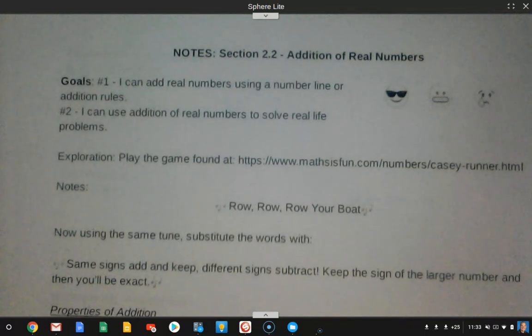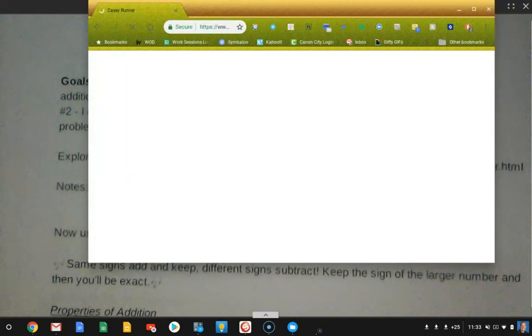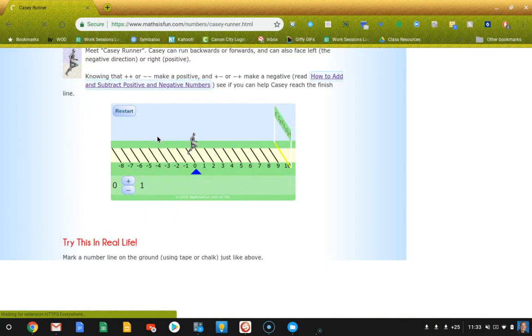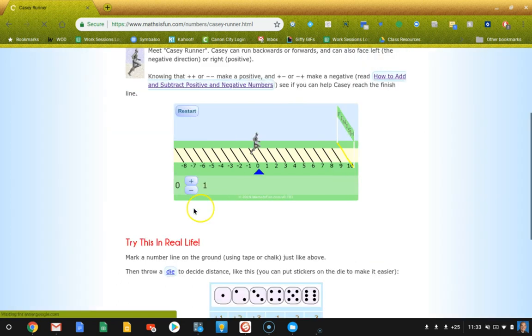So the first thing that we want you to do is go to this website and explore this game. Now, this game's kind of fun, but it requires you to be able to add numbers using real numbers. So, for example, in this case, it's asking 0 plus 1. Our goal is to get to the finish line, so we're trying to get to a positive number. So you have to decide whether to go a positive or a negative. Take a few minutes and play that game.